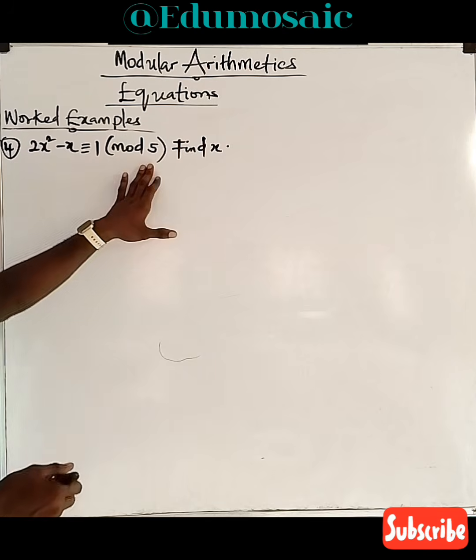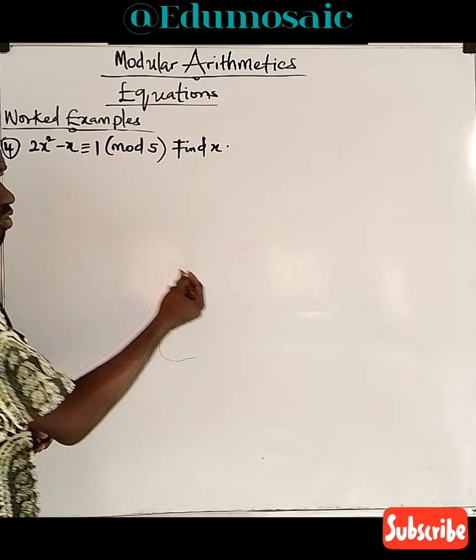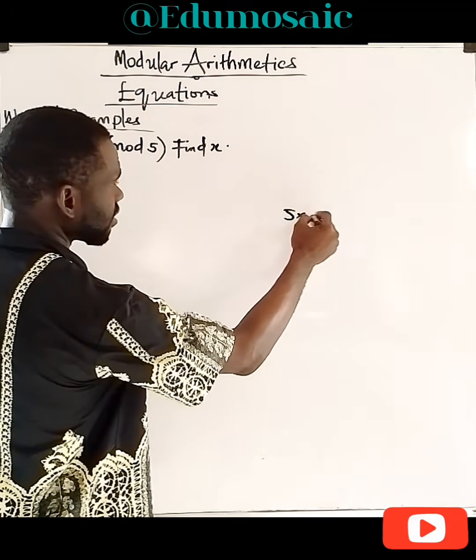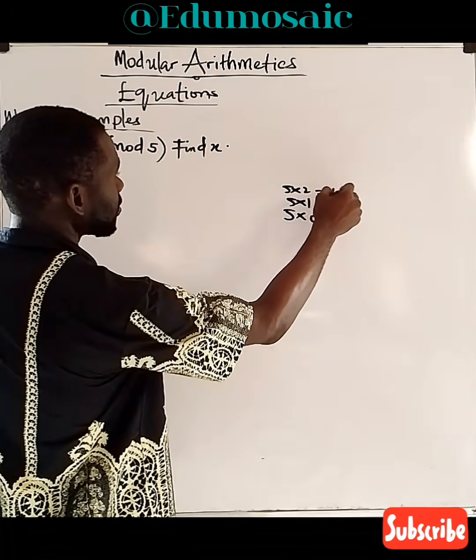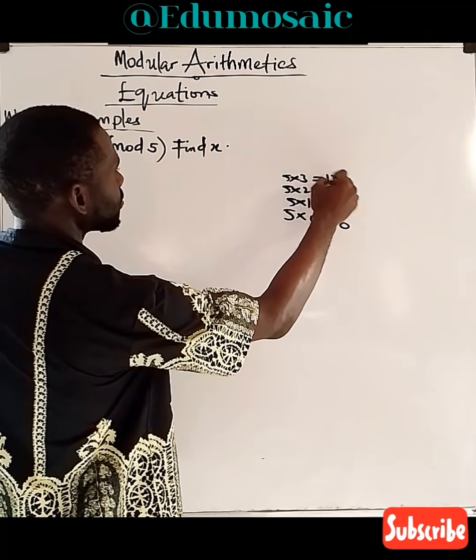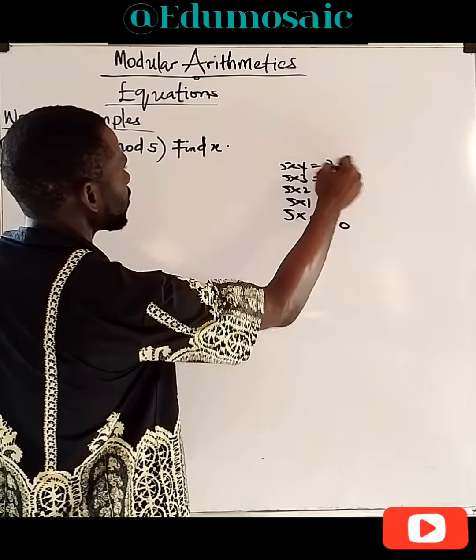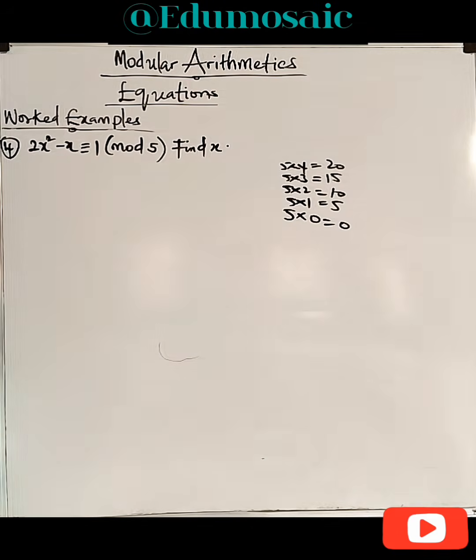We're going to get the multiples of this very modulo we're talking about. That's the first step. So 5 times 0 is 0. 5 times 1 is 5. 5 times 2 is 10. 5 times 3, 15. 5 times 4, 20, and so on and so forth.